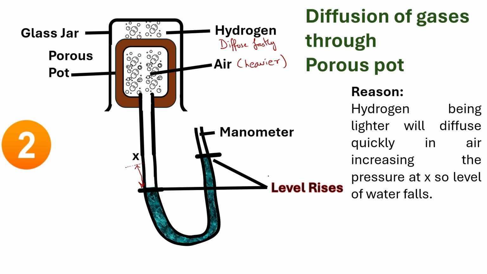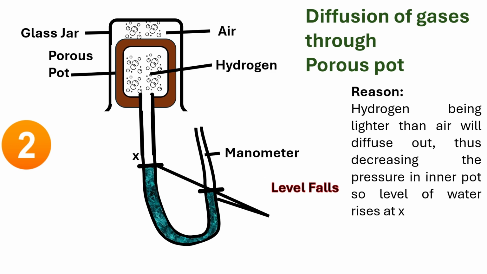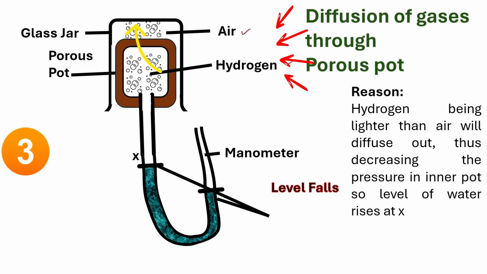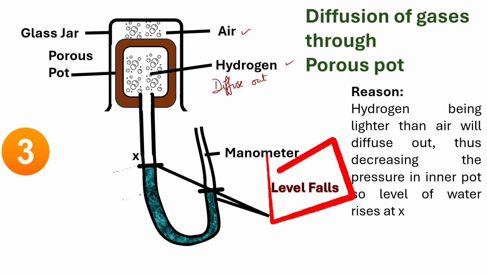Now there is a third example. It is the opposite of the above one. In the outer jar we have air, and in the inner jar we have hydrogen. Now the hydrogen is going to diffuse out into the outer jar, thus decreasing the pressure in the tube at X. So the level at X will rise, and on the right side it will fall.